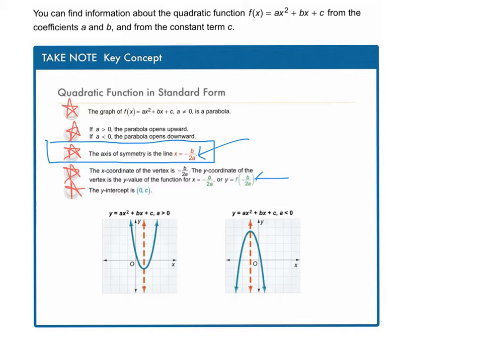Lastly, and probably the easiest, the y-intercept of a quadratic equation in standard form is always (0, c). Whatever the number at the end, the constant term, is, that's going to be the y-intercept. The reason is that if we plugged in 0 for x in these two spots, this whole part would simplify. So 0 gets plugged in and you would get a y value of whatever c equals. So (0, c) is always going to be the y-intercept.